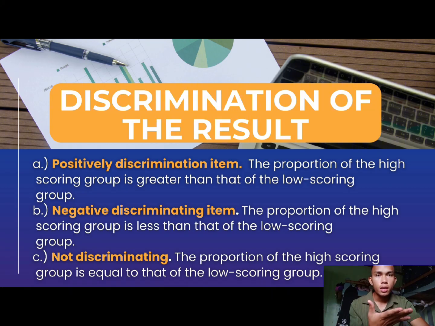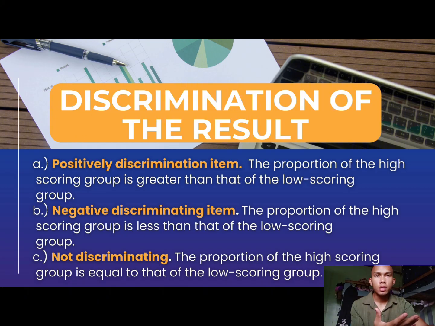Second, we have a negatively discriminating item. This happens when more students from the low-scoring group get the item right compared to the high-scoring group. This is not a good sign because it shows the item may be confusing or misleading for better students.